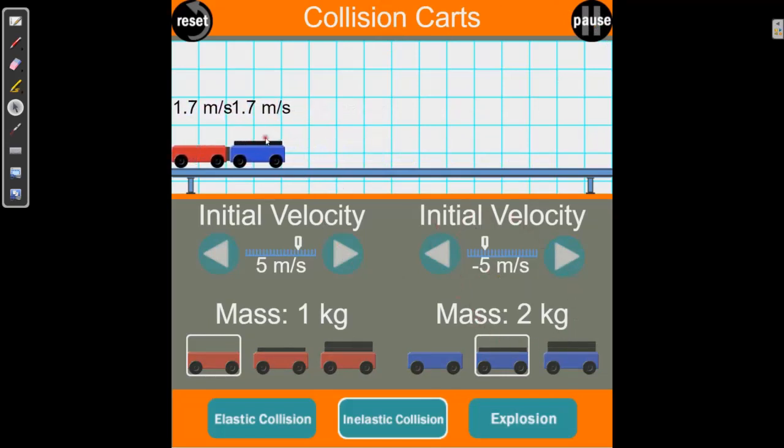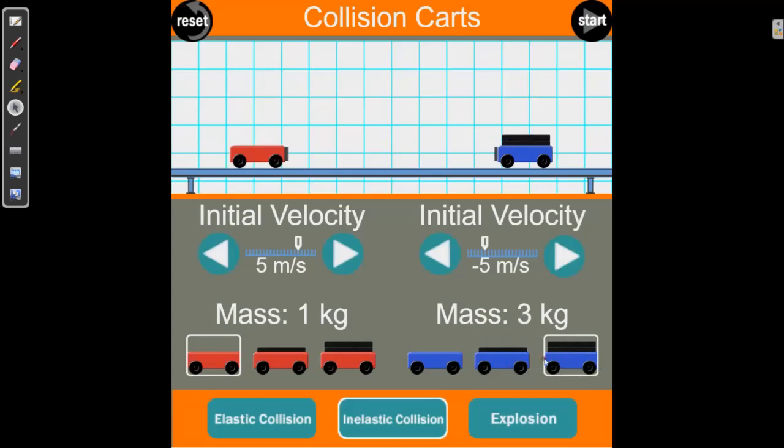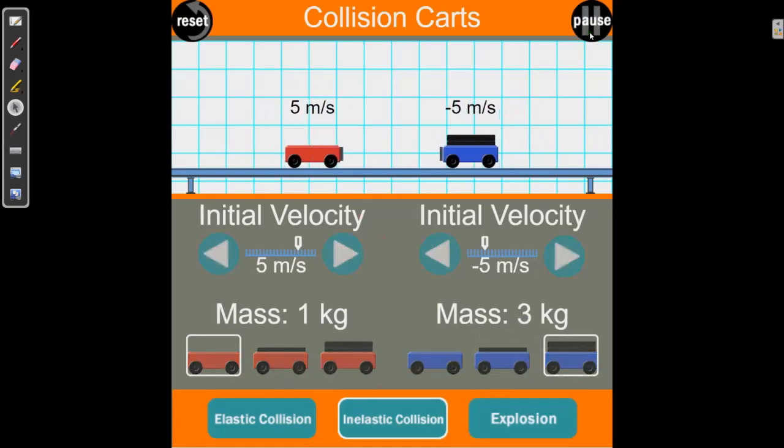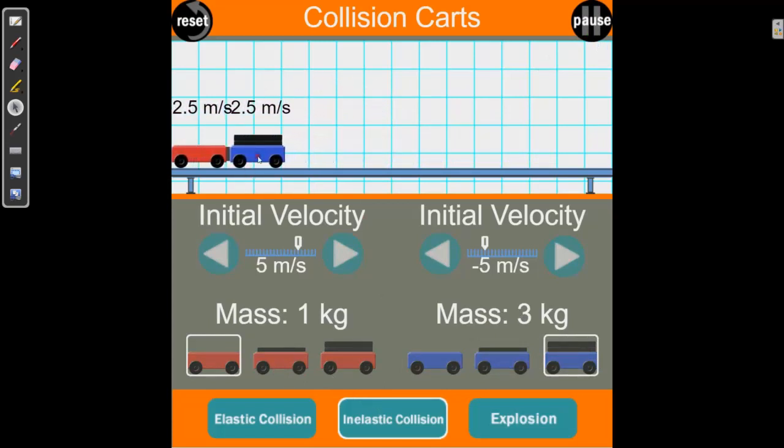The blue cart had double the initial momentum, just in the opposite direction, which is why this continues to move to the left. And it does decrease its speed, because initially the red cart was moving to the right, so that is going to take away some. Let's do this again with 3 kilograms real quick. You'll be able to see that it does increase the speed at which it continues to move to the left once they have connected.